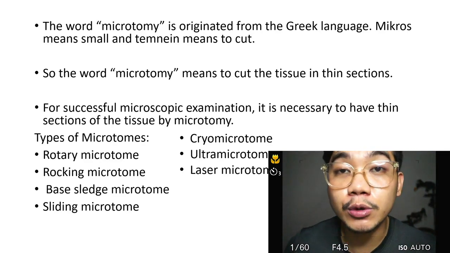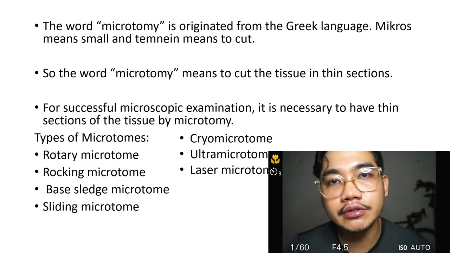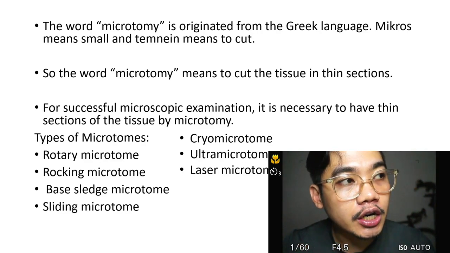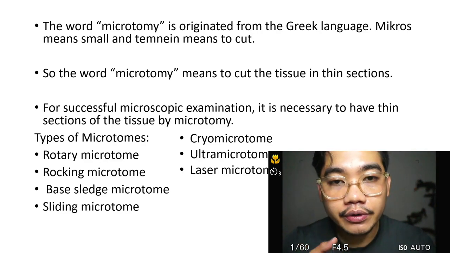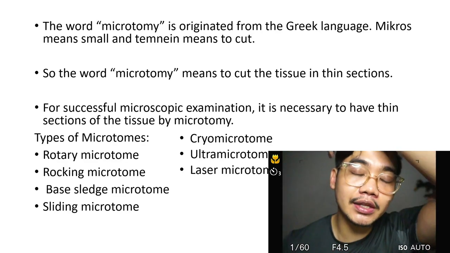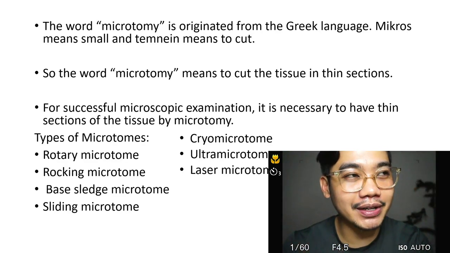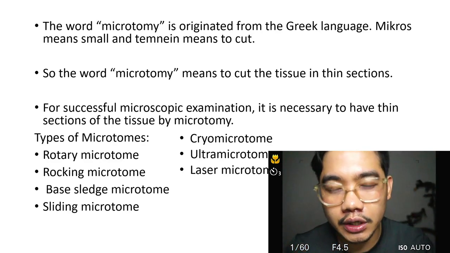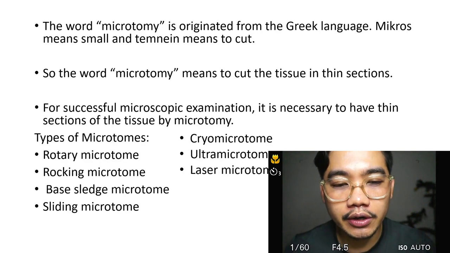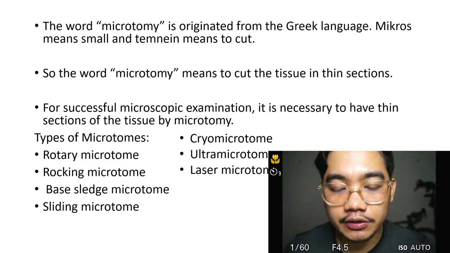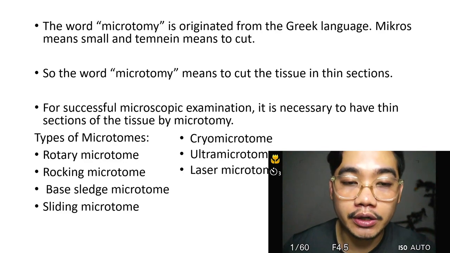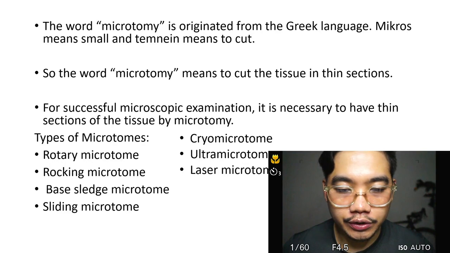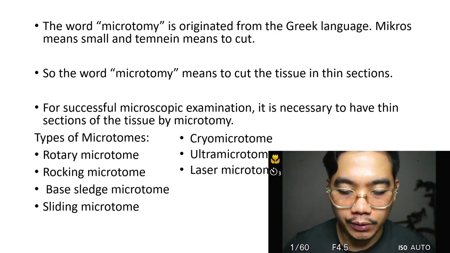We have the ultra microtome to make very thin slices for electron microscopy. Remember, in electron microscopy, the things that we are going to look at are not the cells, but more of the organelles. So it's more of a subcellular study rather than our regular light microscopy. Our laser microtome, I have yet to encounter this, so I'm going to show you a short video.